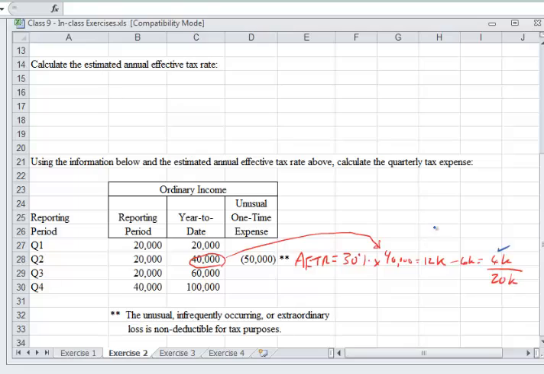But my PBT, now this is a loss of 30, right? So now my rate is negative 20%. So that's just useless. That doesn't explain anything. But that's what happens if you have a significant one-time item like that, where the tax effect of it doesn't correlate to what your annual effective tax rate is. You're going to end up with some rate anomaly in that quarter.